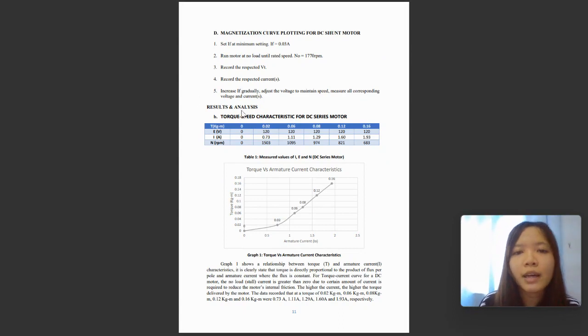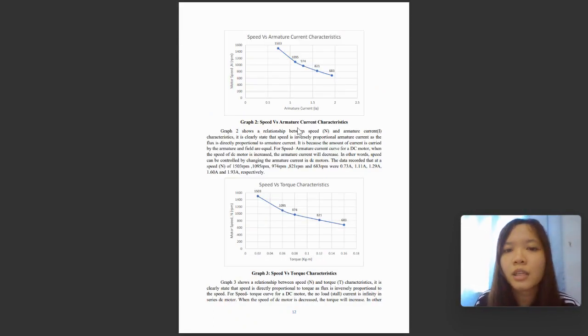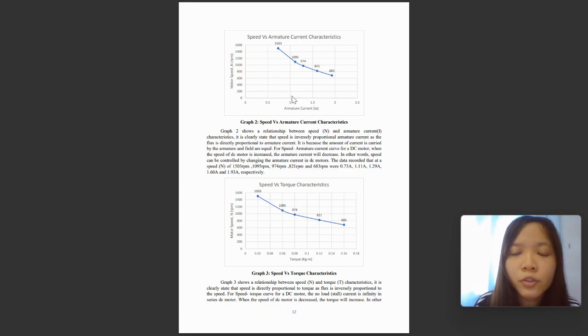This is my result and analysis, the torque-speed characteristic for the DC series motor. For the torque versus armature current characteristic, the higher the current, the higher the torque delivered by the motor. The next one is the speed versus armature current characteristic. From the data we obtained, it is clearly stated that the speed is inversely proportional to the armature current, as the flux is directly proportional to the armature current. For the speed-torque characteristic, when the speed of the DC motor decreases, the torque will increase.